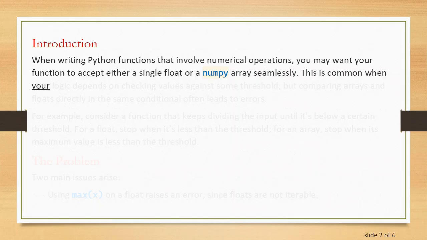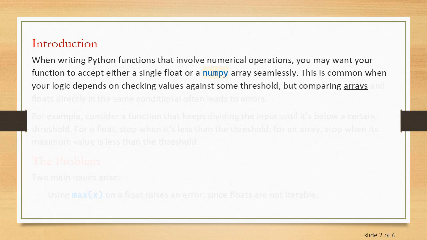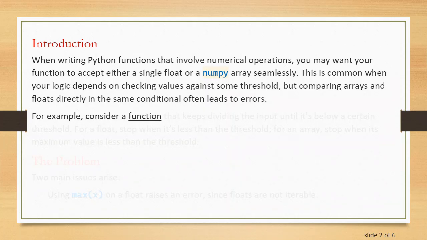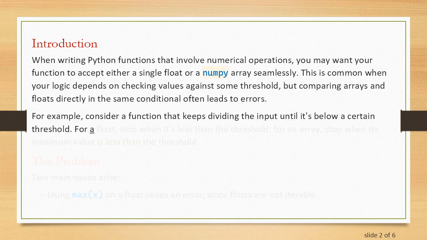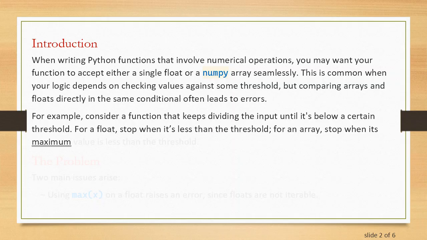This is common when your logic depends on checking values against some threshold, but comparing arrays and floats directly in the same conditional often leads to errors. For example, consider a function that keeps dividing the input until it's below a certain threshold. For a float, stop when it's less than the threshold. For an array, stop when its maximum value is less than the threshold.